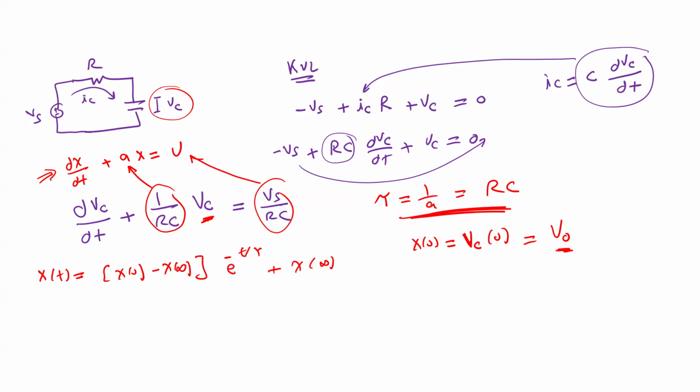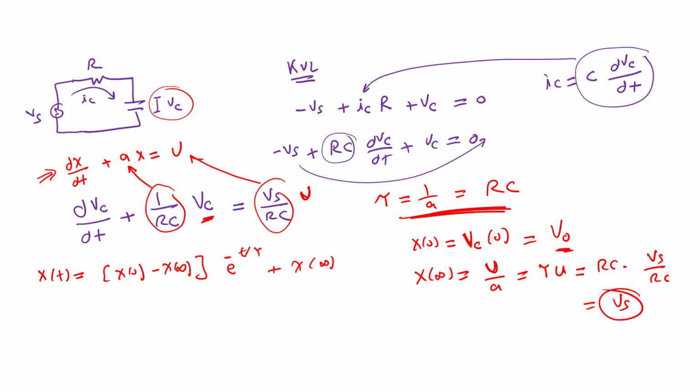What about x infinity? I told you x infinity is u divided by A, or tau times u. It's the same thing. In this specific case, this part is u. Don't forget, this part is u. So this should equal RC times Vs divided by RC, which equals Vs. Which makes sense. I don't even need to calculate it. I calculated it, but you don't need to do that.